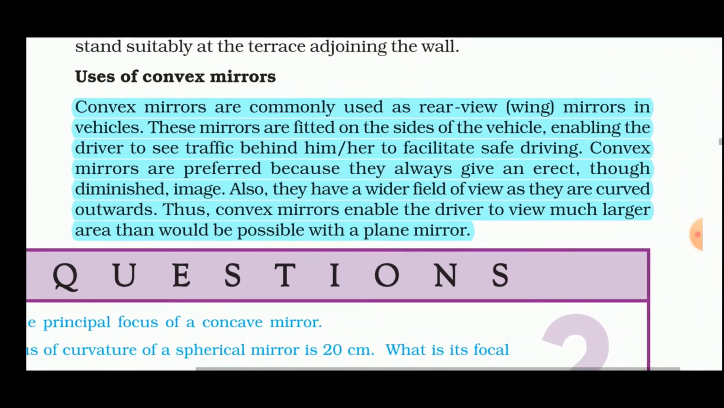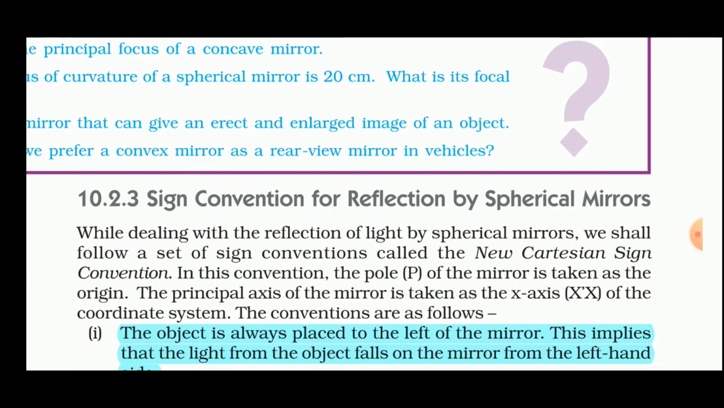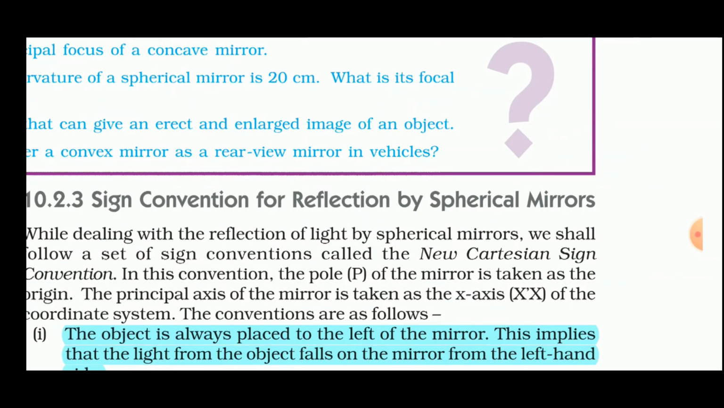So what are the uses of the convex mirror? Convex mirrors are used as rear view mirrors in vehicles. The driver or the rider of a two-wheeler can get an overall view of the traffic coming from behind, in order to facilitate safe driving. Convex mirrors are preferred because they always give an erect though diminished image. Also they have a wider field of view as they are curved outwards. Thus convex mirrors enable the driver to view a much larger area than would be possible with a plane mirror. The sign convention of spherical mirrors we will see later on.